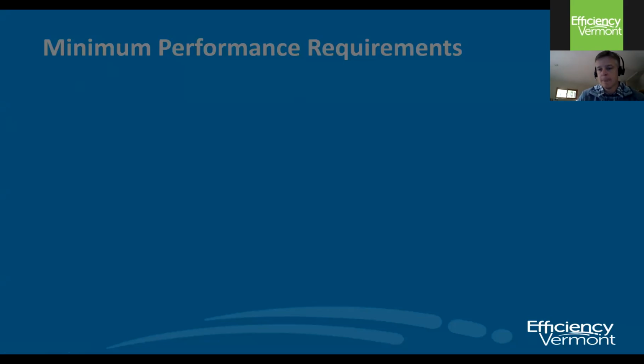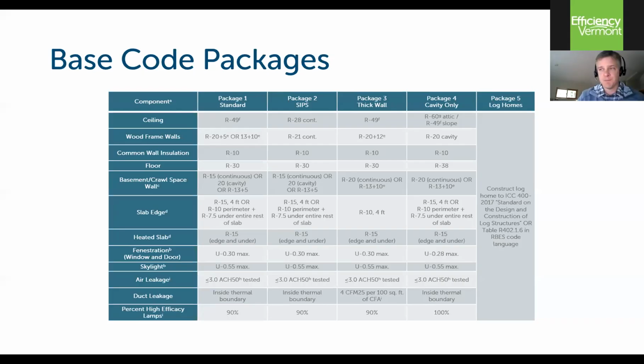All right, well, let's cover what these actual performance requirements are. So this right here is the table that covers the packages for the prescriptive compliance option in the code. As you can see, there are 5 packages here that you can choose from. The log homes package has its own specific performance requirements, which can be found in a different standard. So the performance requirements aren't shown here on this table in the RBES code. Essentially that leaves us with four packages, four options to choose from to comply.